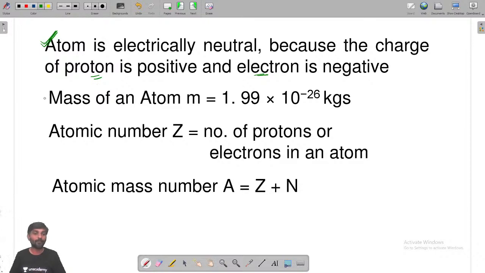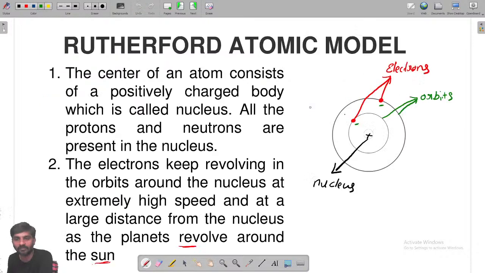So what would be the mass of an atom? The mass of an atom is going to be 1.9 × 10^-26 kg. One very important thing to remember is that most of the mass of the atom is concentrated at the nucleus. The mass of the electron is very small when compared with the mass of protons and neutrons.